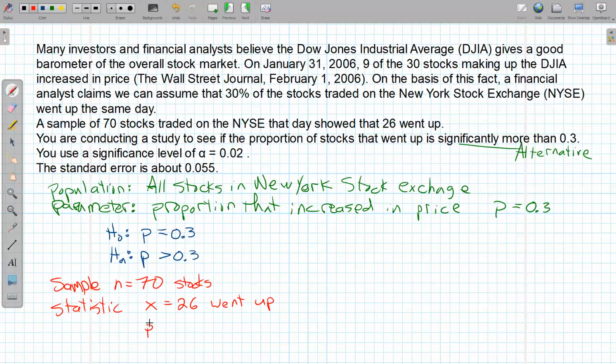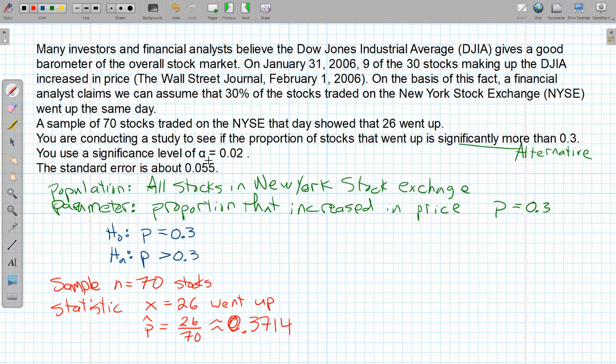The other statistic is P hat, our estimate for what's going on for the whole population. That would be 26 out of 70. I'm going to get that on the calculator next. 26 divided by 70 is 0.3714, 4 decimal places.